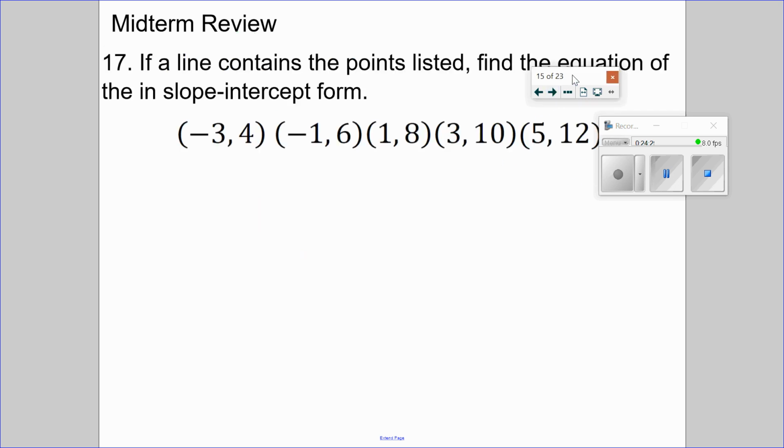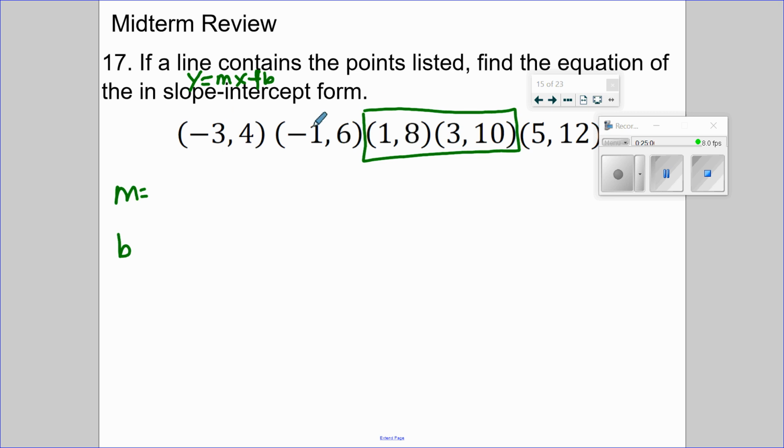Now it says, if a line contains the points listed, find the equation of the line in slope-intercept form. Well, I have all these coordinates. There are two things for slope-intercept, which is y equals mx plus b. You need the slope, and you need your b. Well, first we're going to find the slope. We have two sets of points we need to pick. I'm going to pick the ones that are positive. They're easier than having the negatives, but you could pick these if you want. I'm going to label this x1, y1, x2, y2.